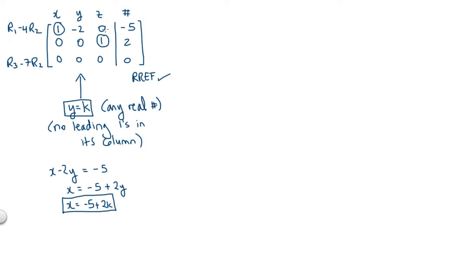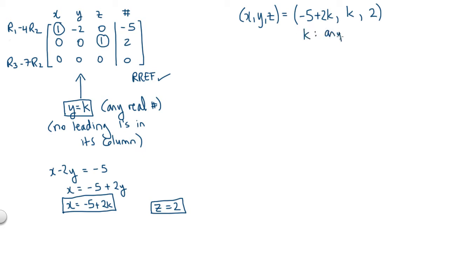Okay, the column for z has a leading 1, so that tells us that we will be able to solve for z. If we look at this second row here, that equation there is saying that 1 times z is equal to 2. And we can now put these 3 facts together and write down the solution to our system. So we would say, as an ordered triple, x, y, z is equal to -5 plus 2k is our value for x. Our value for y is k. And our value for z is 2. And we can just remind ourselves here, k represents any real number.